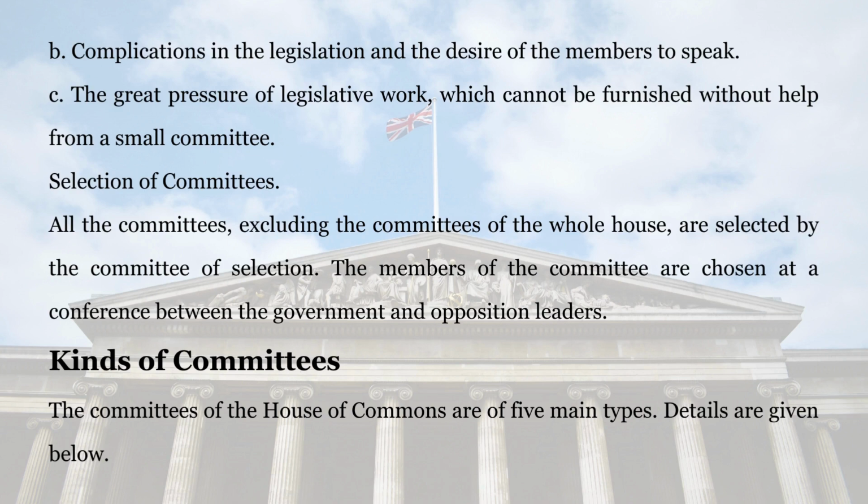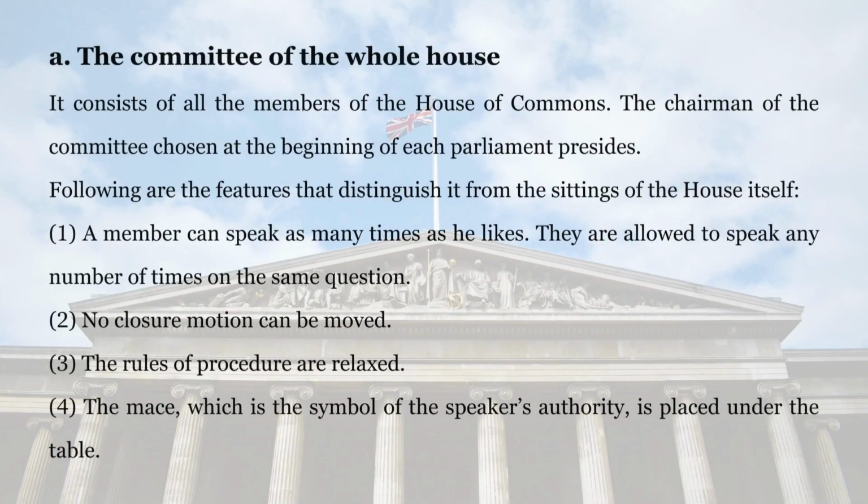Kinds of committees. The committees of the House of Commons are of 5 main types. Details are given below. A. The Committee of the Whole House. It consists of all the members of the House of Commons. The chairman of the committee chosen at the beginning of each parliament presides. Following are the features that distinguish it from the sittings of the House itself.